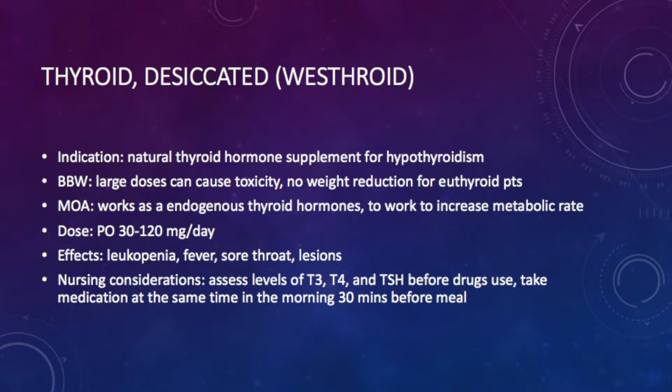Oh, alright, nice. The black box warning for this is to not use it for weight loss because in high doses it can cause toxicity. And then just watch out for some adverse effects. Could be tachycardia, dysrhythmias, chest pain, and weight loss. Another treatment option for hypothyroidism is desiccated thyroid. It's a natural thyroid hormone from a pig or cow, and the black box warning is that it leads to toxicity in large doses. Now we're going to look into hyperthyroidism treatment.